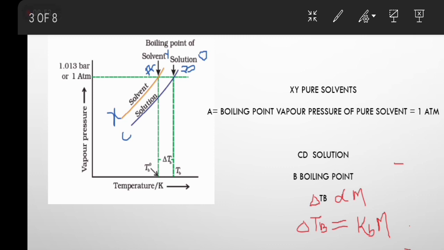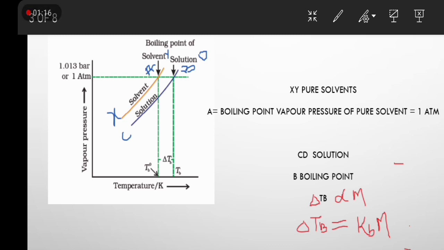Now I added a non-volatile solute. Because of this, the graph for the new solution shifts to the graph CD. Here B would be the boiling point, meaning at point B is where we get the vapor pressure of the solution to be equal to the atmospheric pressure.